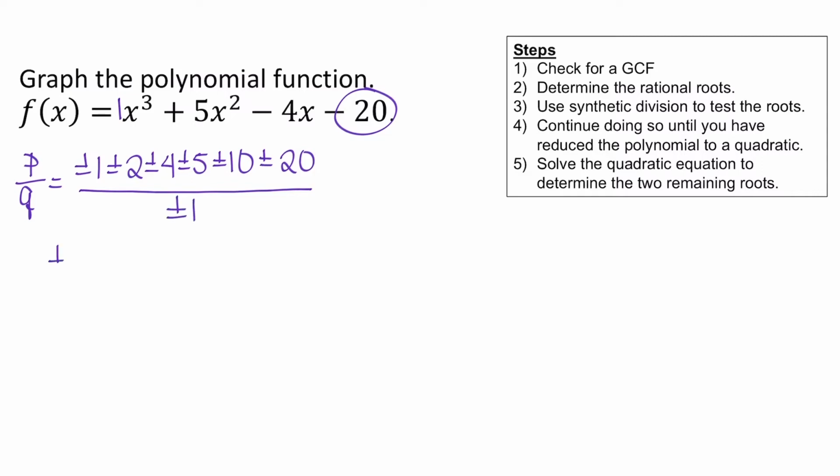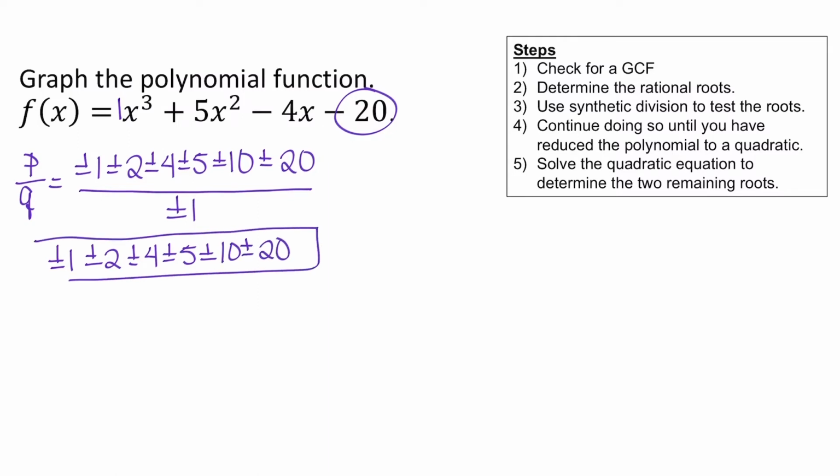So that means all my possible rational roots are these whole numbers because they're all just over 1. So I need to try out some of these values to figure out what the roots of this polynomial are. I'm going to start off by trying 2, and I'm going to use synthetic division to try these out.